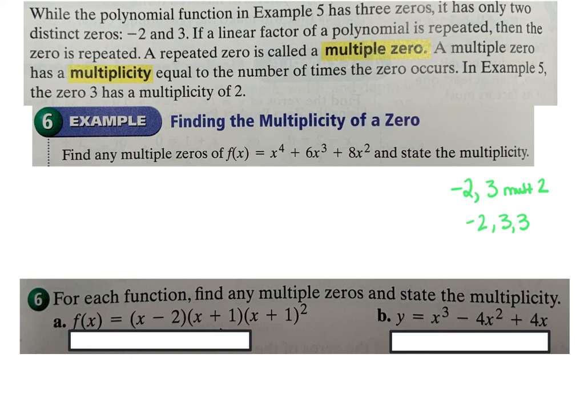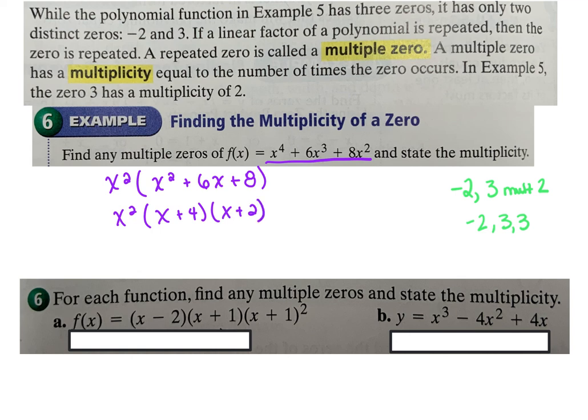In example 6, find any multiple zeros of this particular function. We are going to factor it and find our zeros just like we did a couple of examples ago. The numbers don't have common factors, but the variables do. We can take an x squared out. We're left with x squared plus 6x plus 8, factors of 8 that add up to 6. We have x plus 4 and x plus 2.